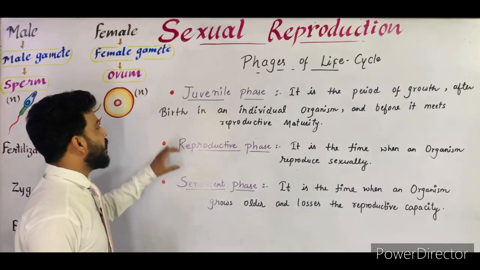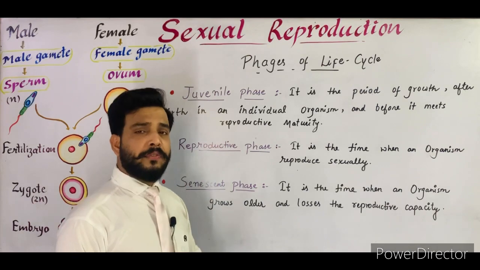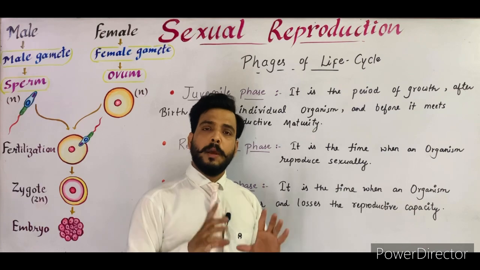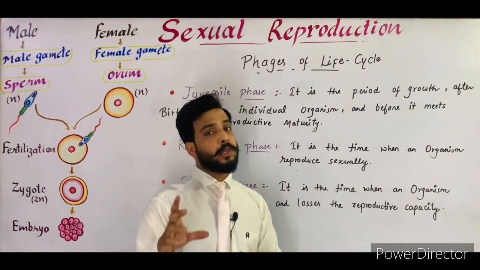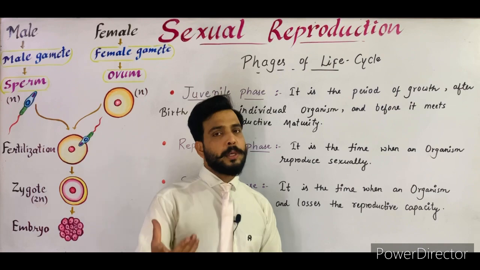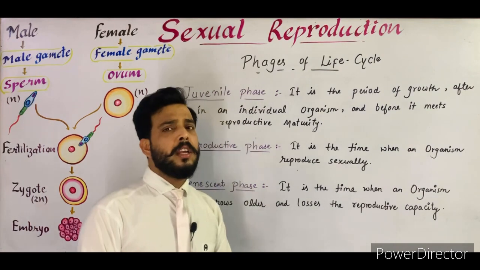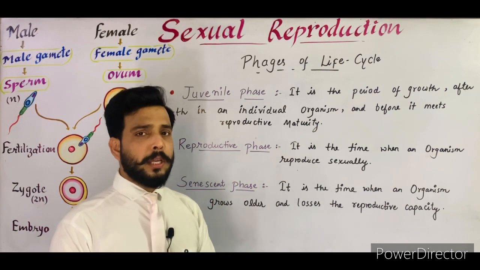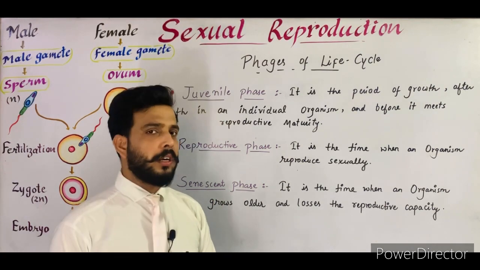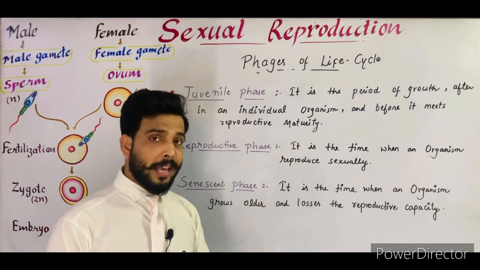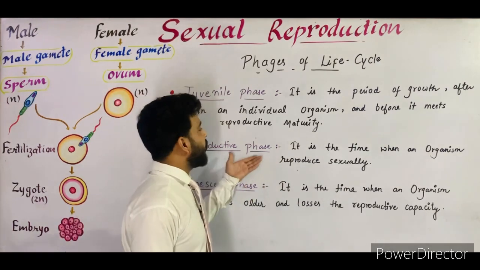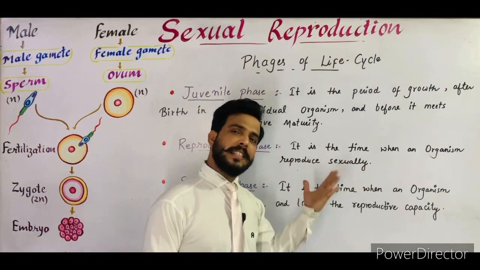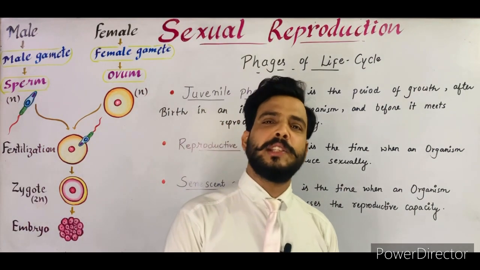Now the next one is the reproductive phase. The reproductive phase is the time when an organism is totally capable of sexual reproduction, meaning it has fully matured sex organs and gamete production, gametogenesis, the spermatogenesis or the oogenesis. So gamete formation takes place inside the body. Now it is able to carry out sexual reproduction. That particular time of the life cycle is known as the reproductive phase. So the reproductive phase is the time when an organism reproduces sexually, meaning when it is capable of sexual reproduction.